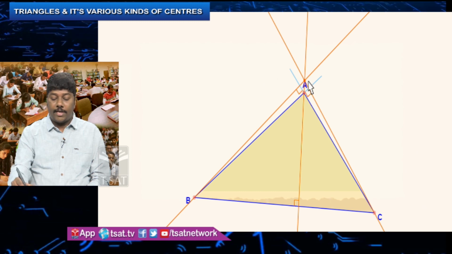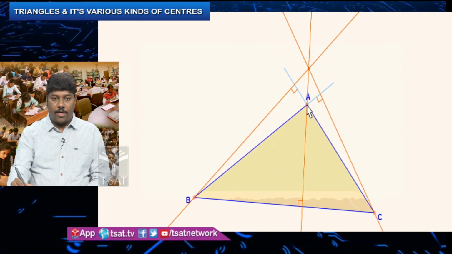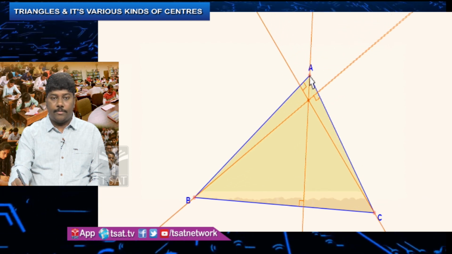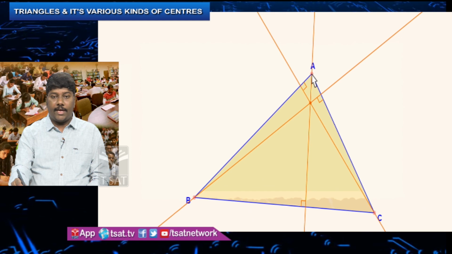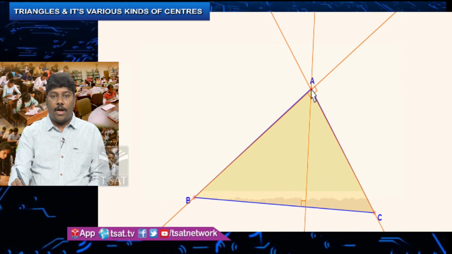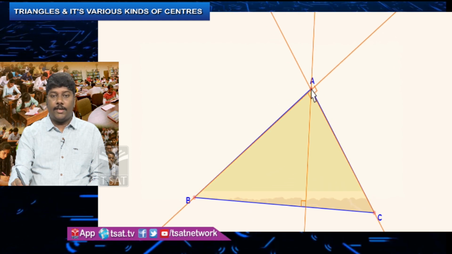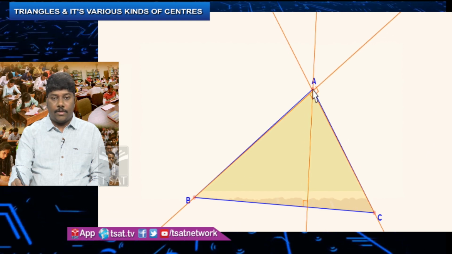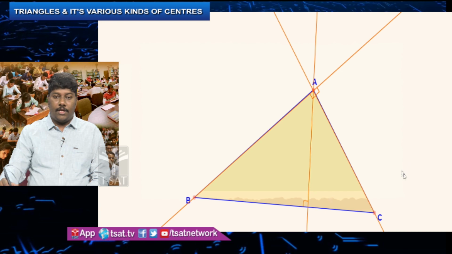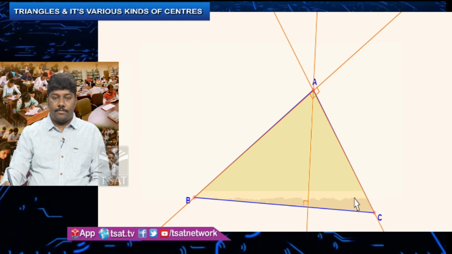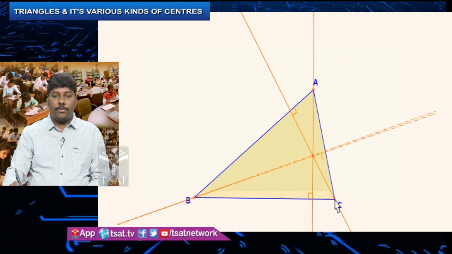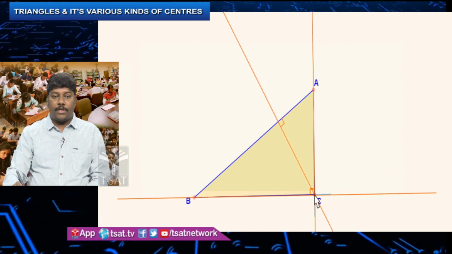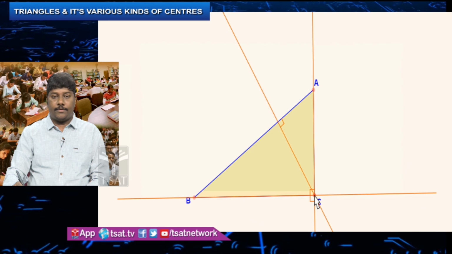If it is an obtuse angle triangle, the orthocenter stays outside. If it is an acute angle triangle, it is coming inside. If I take exactly a right angle triangle, the orthocenter is exactly at the right vertex. If I take the right angle at A, the orthocenter stays at A. If I take the right angle at C, so the orthocenter for right angle triangles is at the right vertex.